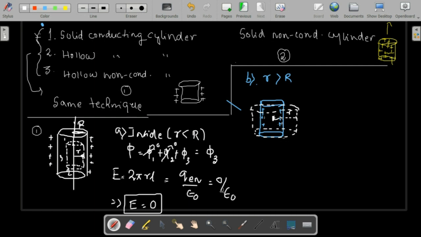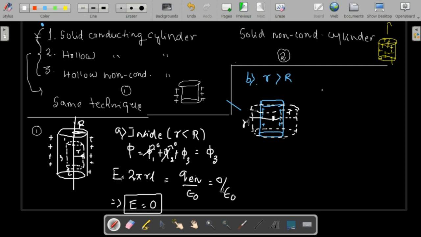It will be r from this side also, and this side also it will be more or less r. So I've drawn, then constructed the Gaussian surface. Now look here, this Gaussian surface is enclosing this cylinder, the blue line. So that means it is enclosing the charges, so this cannot be zero.